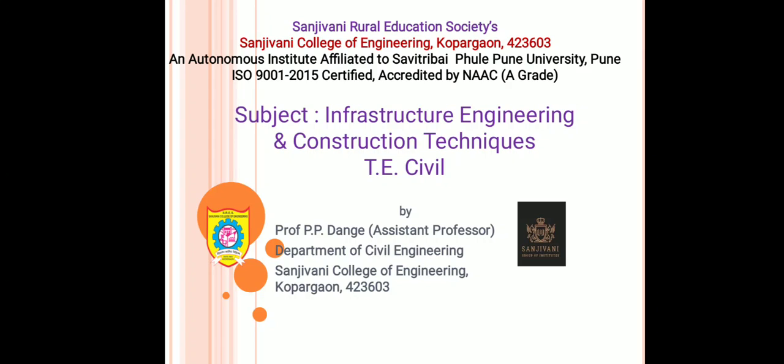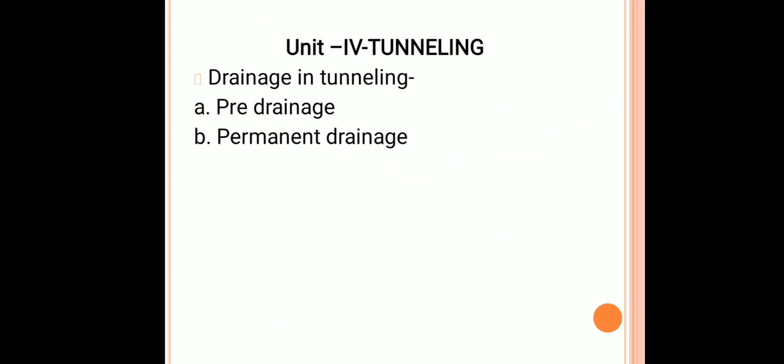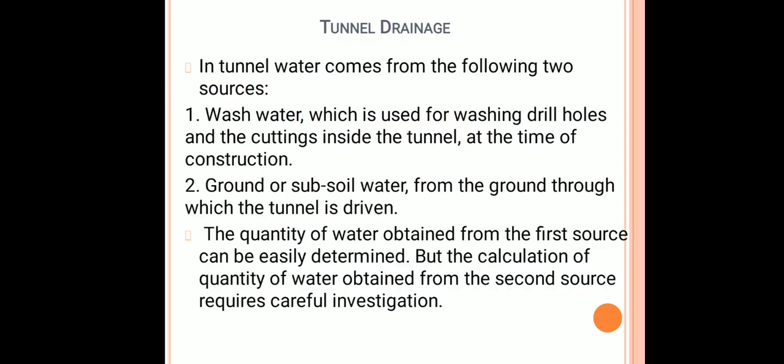In the last lecture, we had a discussion about tunnel ventilation. Now, in this lecture, we are going to discuss tunnel drainage. Basically, drainage in tunneling is provided in two types, that is pre-drainage and permanent drainage.